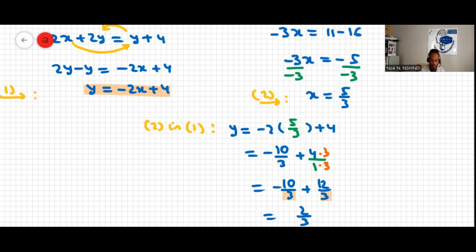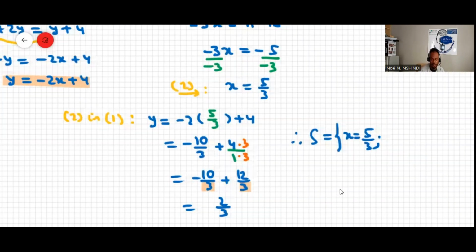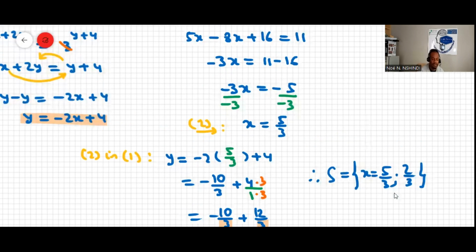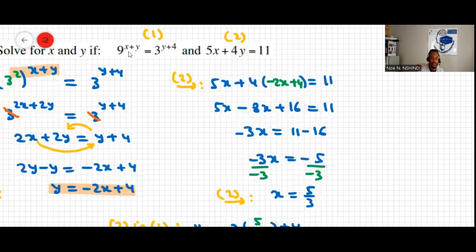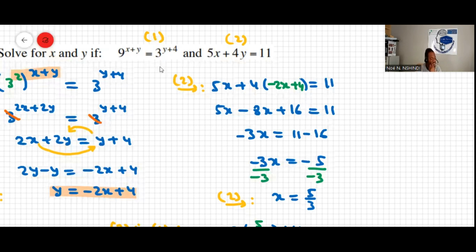Therefore, the solution will be x equal to 5 over 3 and y is 2 over 3. You can check it out. If you sub 5 over 3 and then 2 over 3 for x and y respectively, these two will be equal and these two will also be equal.